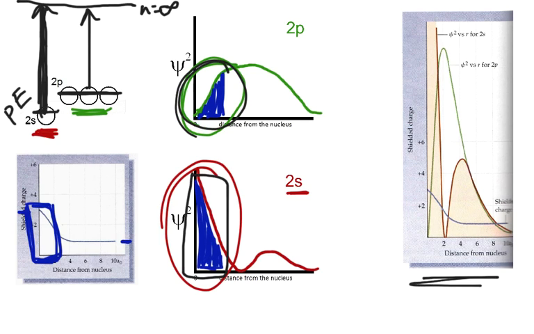Now this is a picture from our book which is trying to do exactly the same thing. So here is the s orbital, and in the s orbital you get a lot of chance for that electron near the nucleus, and the p orbital, not so much. Here's the p orbital. Same thing, not very much close to the nucleus.